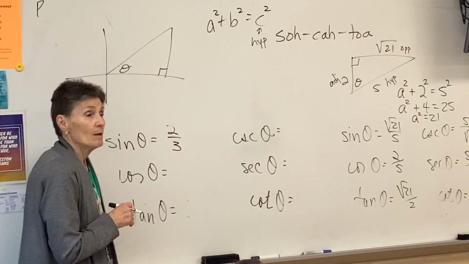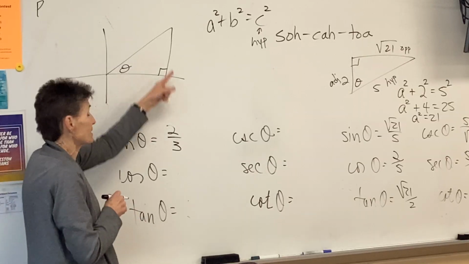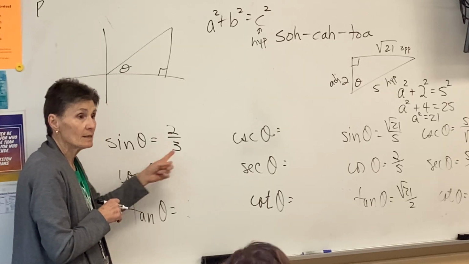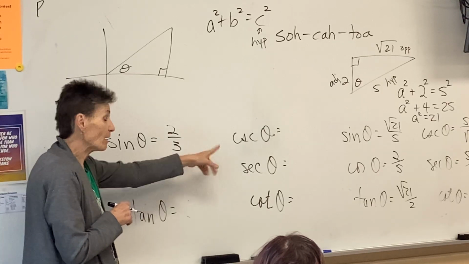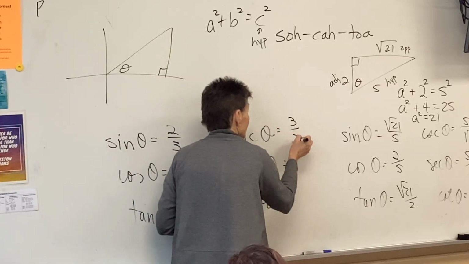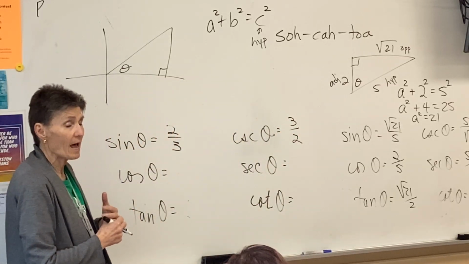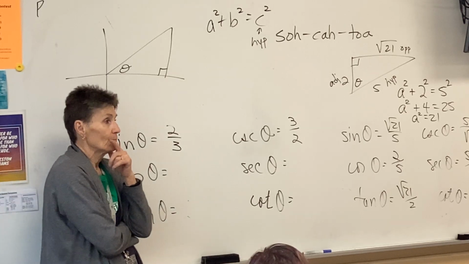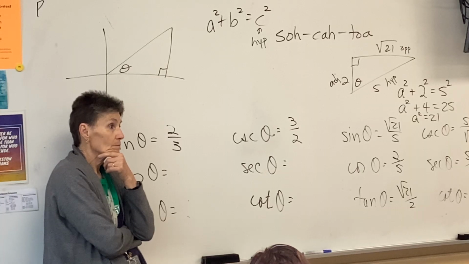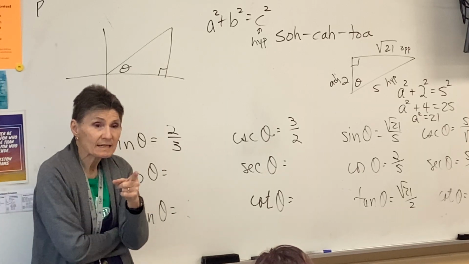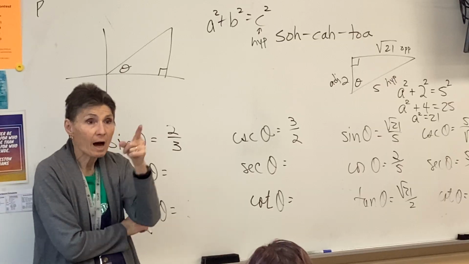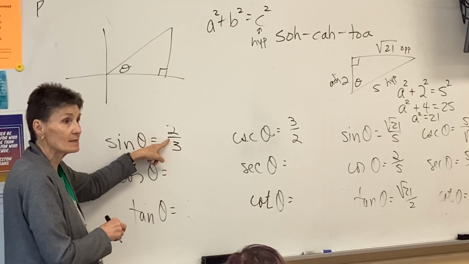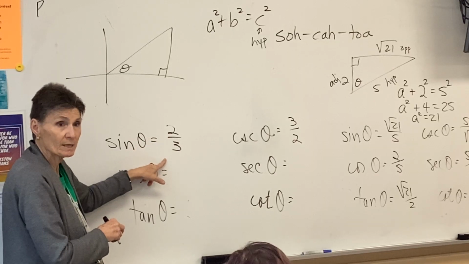Okay? Now, they gave me nothing about these sides. All they told me was that the sine is 2/3. Now, that automatically means the cosecant is 3/2. I got that. Now what? Exactly. What is the definition of sine? Opposite over hypotenuse. So aren't they telling me that the opposite side is 2 and the hypotenuse is 3?